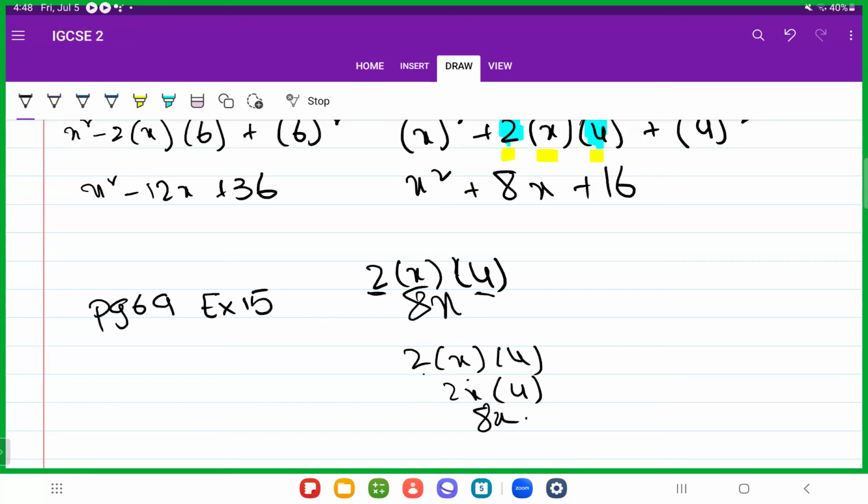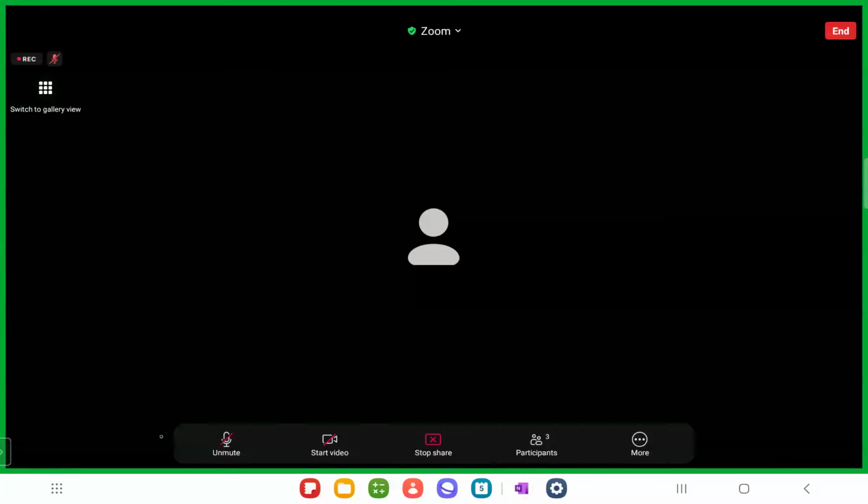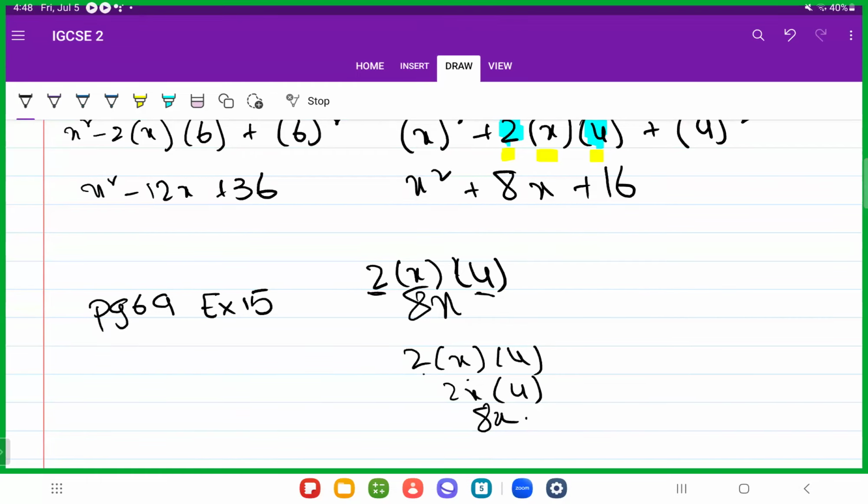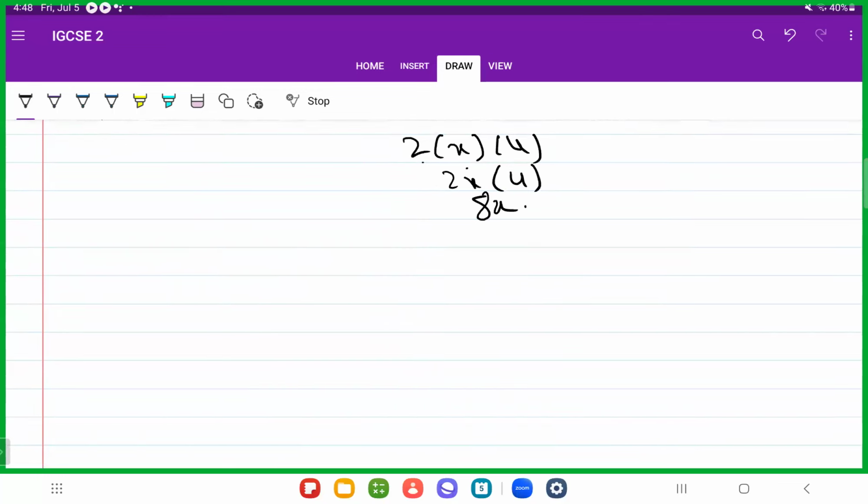Miss, can you go through one of the examples in the book? Yes, of course. So, for example, we did question 1. I'm going to do it again. I'm going to do question 3 for you, all right?